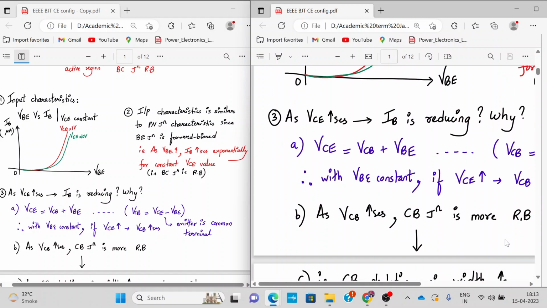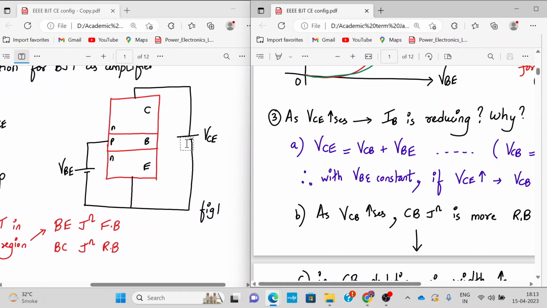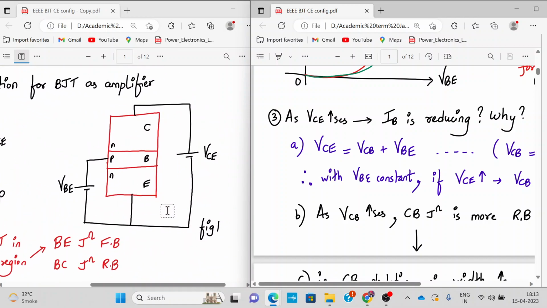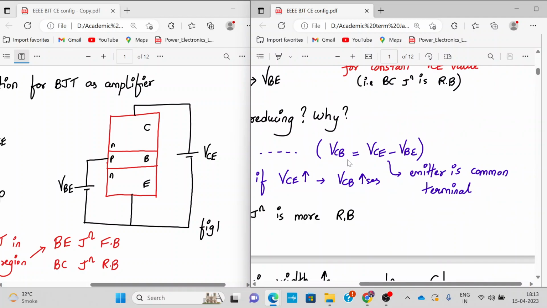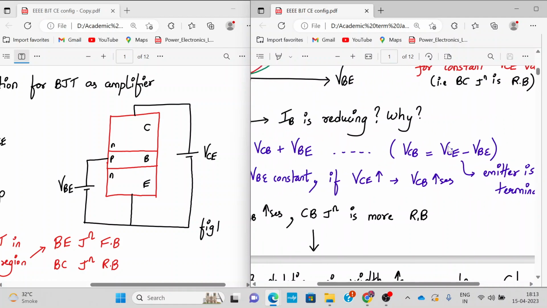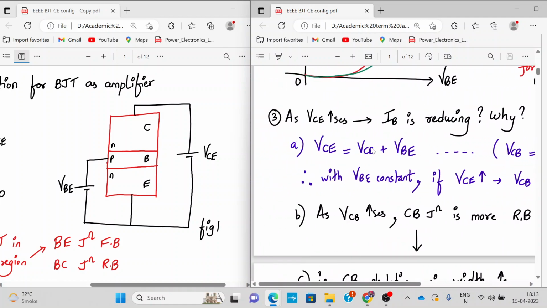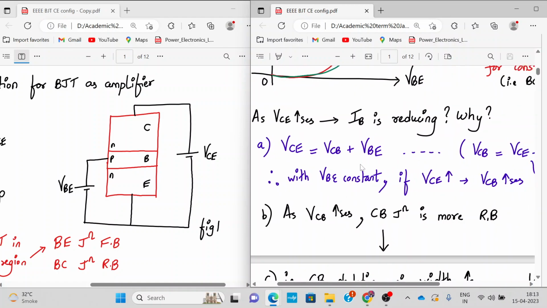One thing we can understand from this diagram is that VCE, the total voltage, is nothing but VCB plus VBE. How has this come? VCB can be written as VCE minus VBE, because the emitter is common, so we can write this very easily. So VCE can be written as VCB plus VBE. I hope this is clear. Therefore, with a constant VBE value, if I increase the value of VCE, your VCB value also increases. So my collector-base voltage also increases.